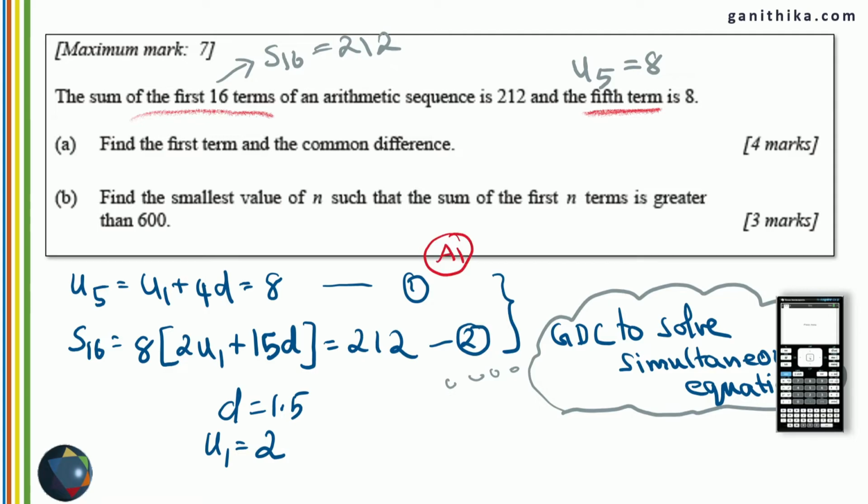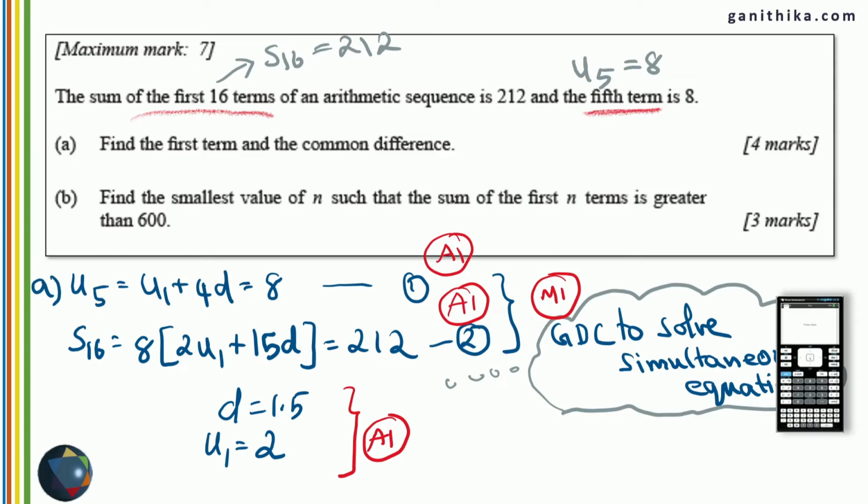Going to the marking scheme: writing U5 as an equation, A1 mark; writing S16 as an equation, A1 mark. Solving the simultaneous equations, either using GDC or manual method, it doesn't matter, but solving them simultaneously is a method mark. But if you use GDC, you are going to save time. If you do it without GDC, you are going to waste your time in the examination hall. So use GDC efficiently here, and the final mark is for A1, both D and U1. So there are 4 marks for this question, and done in a few seconds, right?